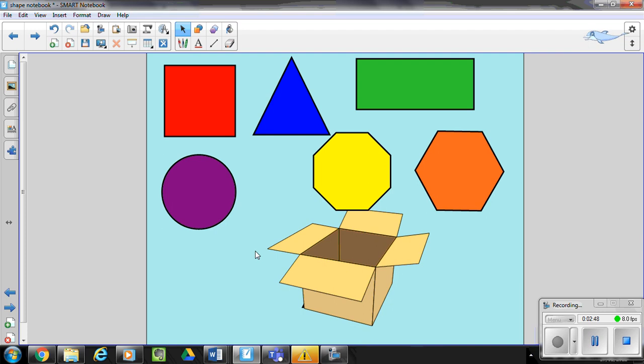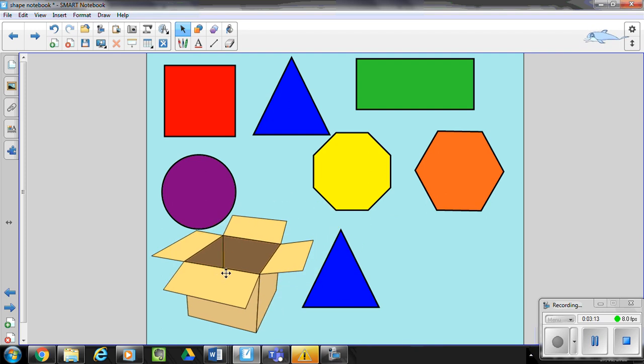So behind this box, I have hidden a shape. Now it's going to be one of the shapes that you can see there on the screen. Now this shape has got 3 sides and 3 corners. Which shape do you think I am describing? Let's have a look. It is a triangle. It's got 3 sides and 1, 2, 3 corners. Ready for the next one?